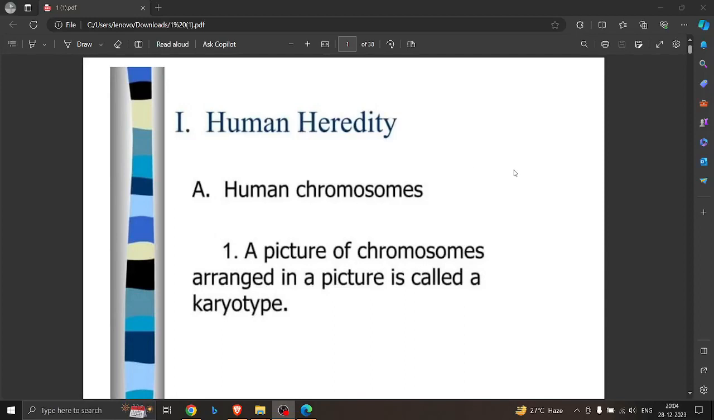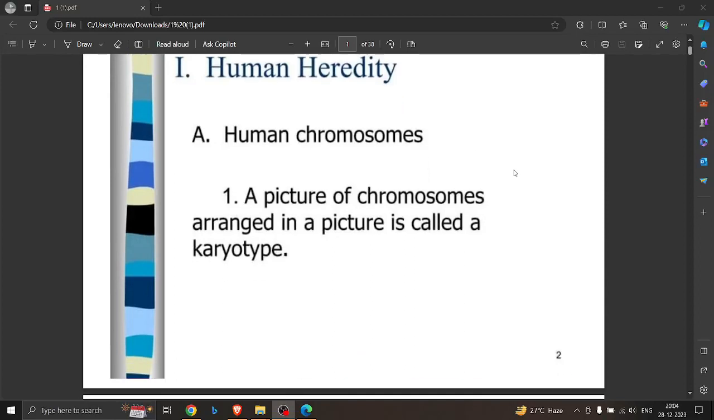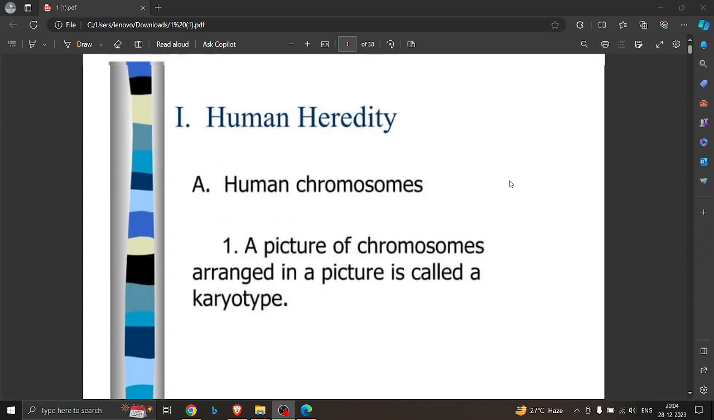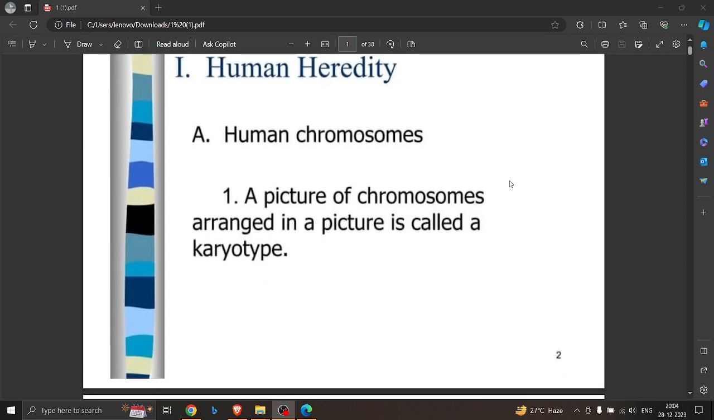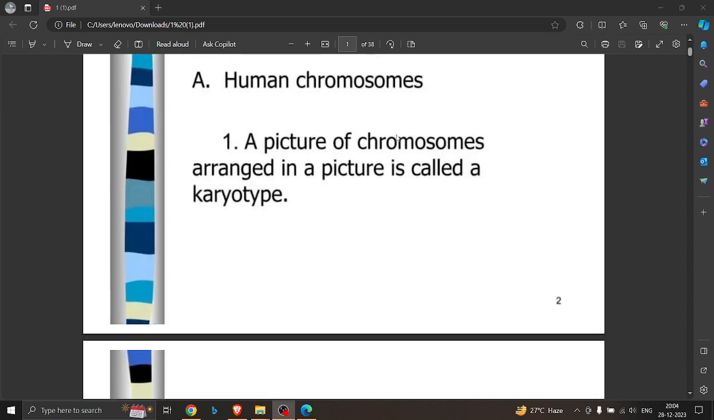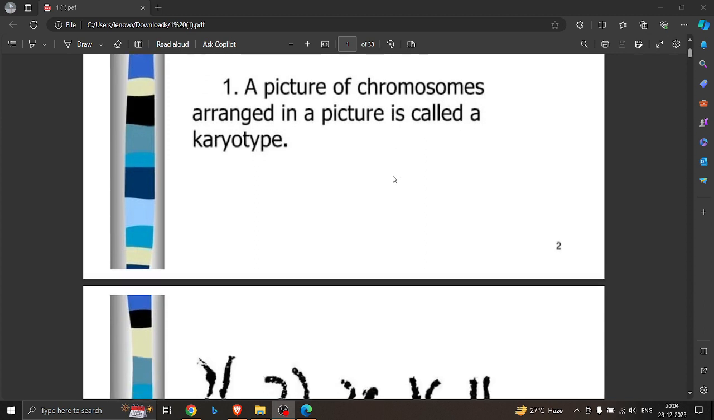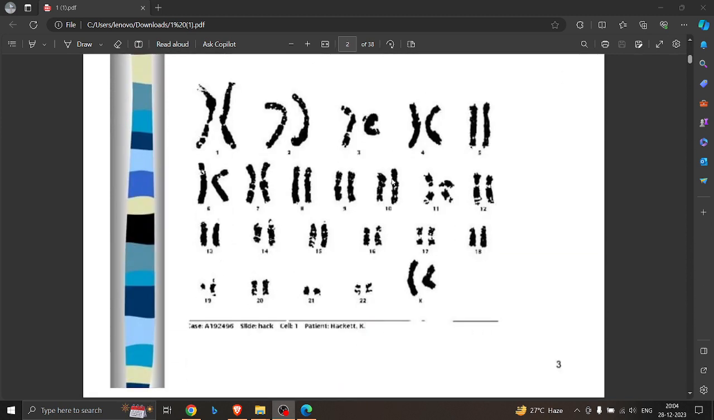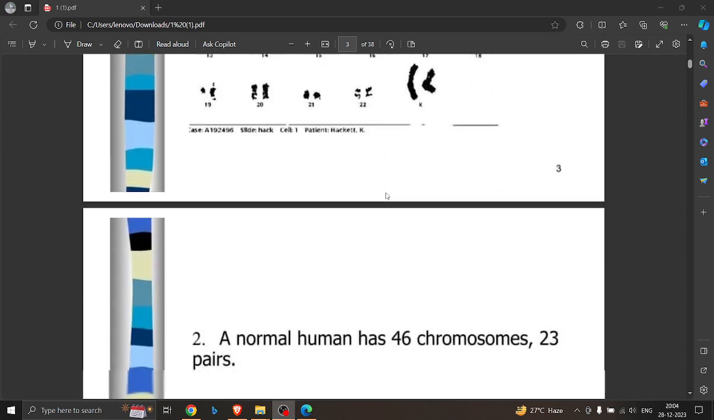So, students, we are going to see about human genetics. You all know genetics plays a major role in our heredity, genetic disorders, and anything passed to offspring or in humans. Human chromosomes, if you see the simple basic one I'm telling about here, is a picture of chromosomes arranged in a picture, which is called a karyotype.